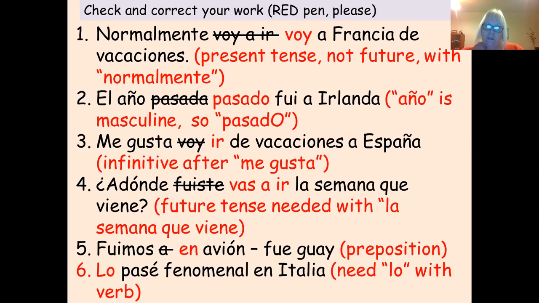So check and correct your work, red pen please, and then make sure you understand why those changes had to be made. That's part of the battle as well, is knowing why you're doing it, and then next time you will know what to do then. Okay, so moving on.